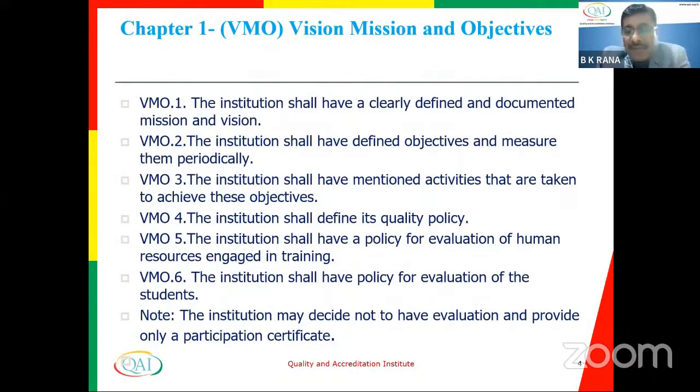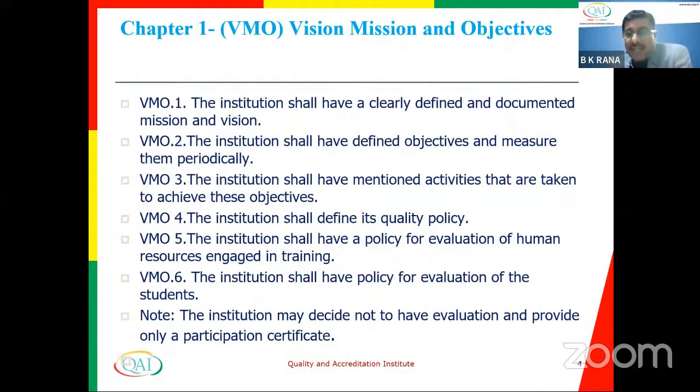The institution shall have mentioned activities that are taken to achieve these objectives. So in line with objectives that are set by the institute for itself, they need to have the activities to perform. The institution shall define its quality policy, and the quality policy is a high-level statement from the management, which provides a direction to the institution in terms of its quality-driven process for providing training courses.